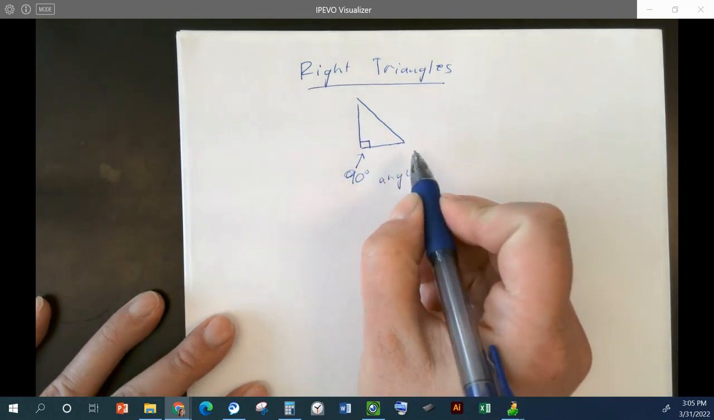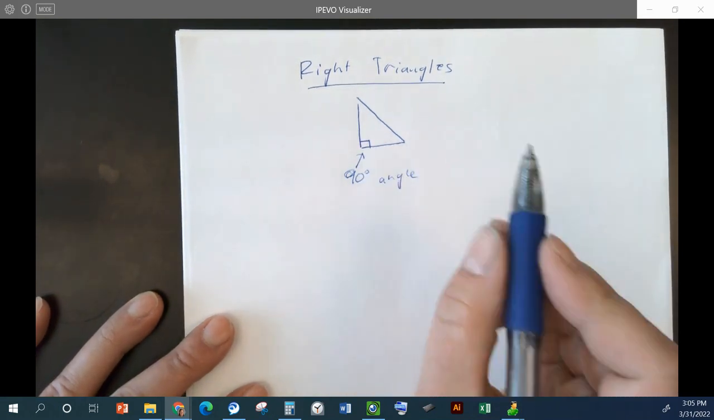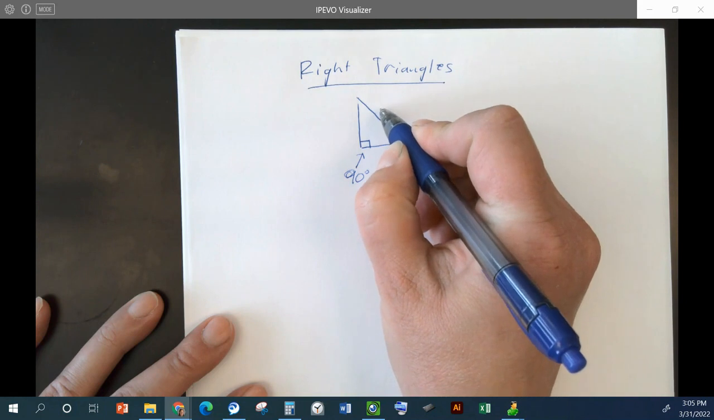So let's label our sides. So this is always called our hypotenuse.